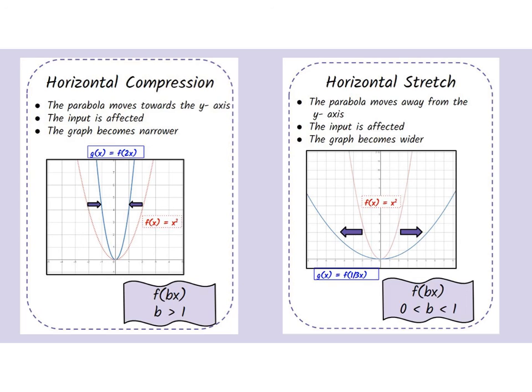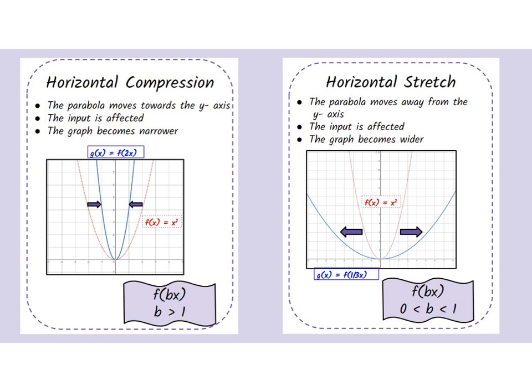So horizontal compression, the problem moves towards the y-axis. The input is affected and it becomes narrower, so it's being pushed away from the x-axis, okay? And in that case, b is still going to be greater than 1, okay? But now it's a b because it's on the inside. The other ones were a's because they were on the outside. Not a big deal, but just in case you're wondering, well, how come now we're talking about b's, okay?